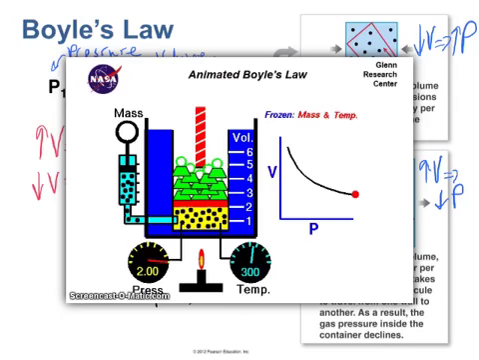At this point, the chamber is fully compressed, volume is at its smallest, and pressure is at its highest. So high volume equals low pressure, low volume equals high pressure. This is Boyle's law.